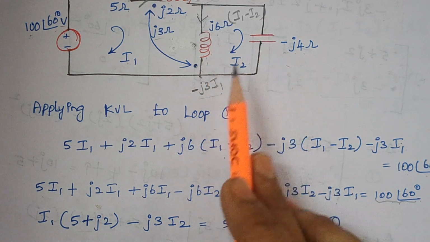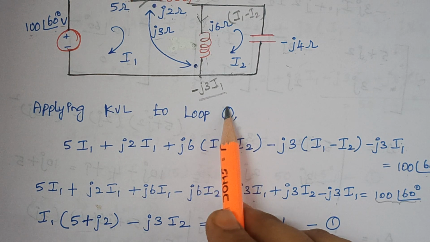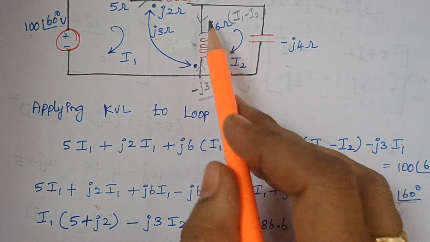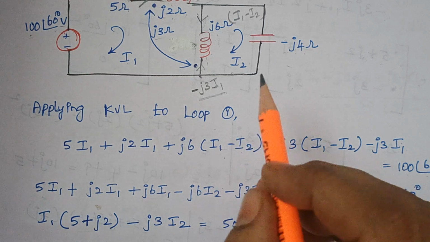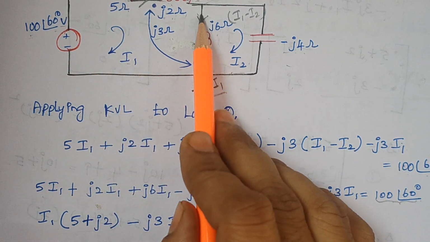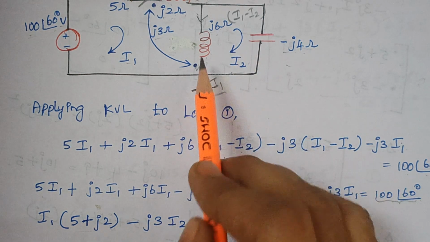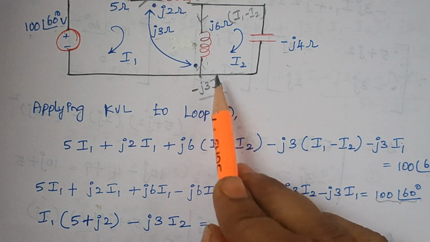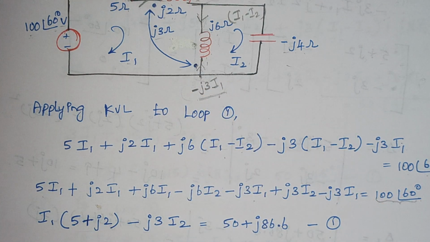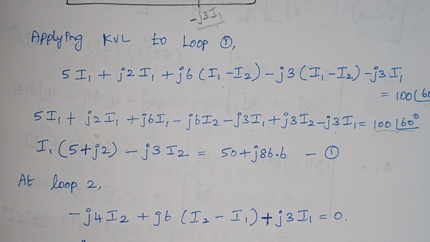Then apart from this, we have some mutual voltage. Here the mutual voltage is opposite to the direction of the previous one. In other words, when considering the first loop, the current leaves at the dot terminal, but when you consider the second loop, the current enters through the dot terminal. So here we have to write this value of mutual voltage as plus j3 I1. So this is your equation.